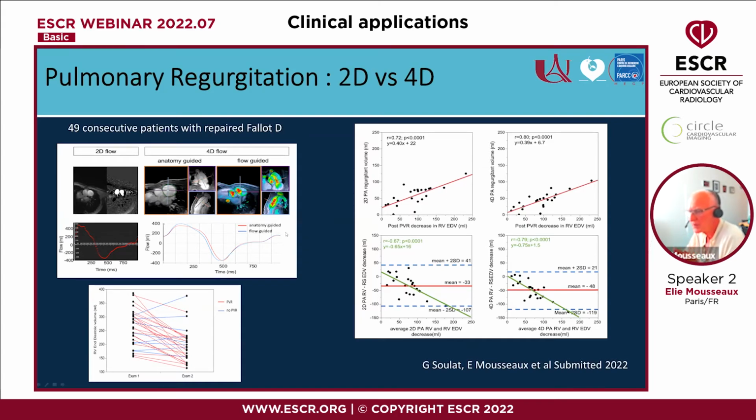And now we have a better experience using the flow guiding system, to be sure to be orthogonal to the main flow. In tetralogy of Fallot disease, we have done a follow-up of patients before and after repair of the pulmonary regurgitation. We observed a decrease of the end diastolic volume after the surgery. And if you compare 2D and 4D flow, we obtained a much better relation with the decrease of the end diastolic volume after repair by using 4D compared to 2D flow. So this paper is under submission at this time.